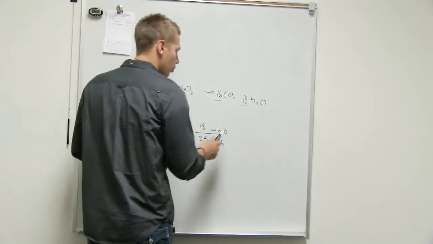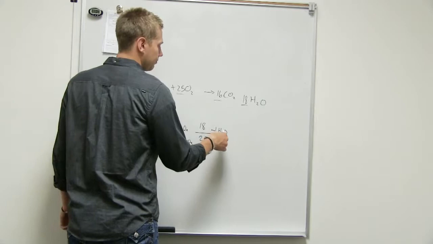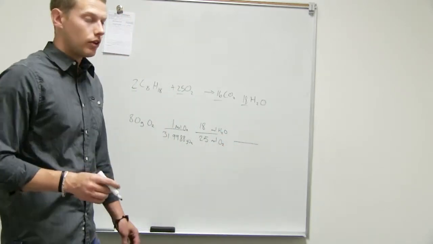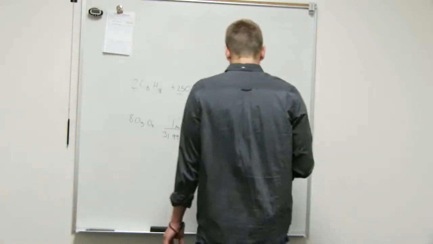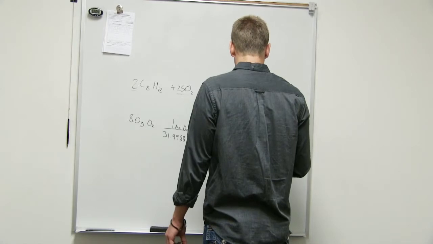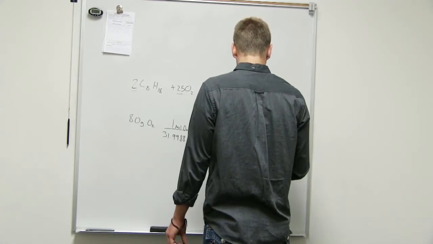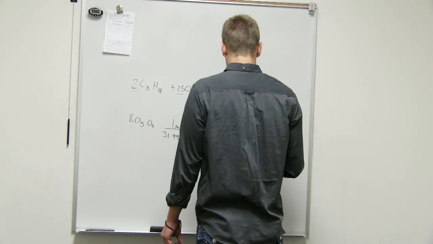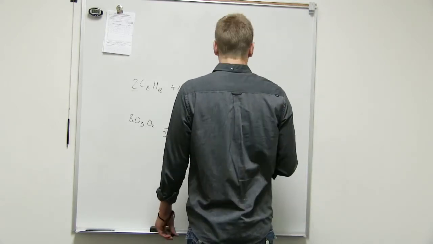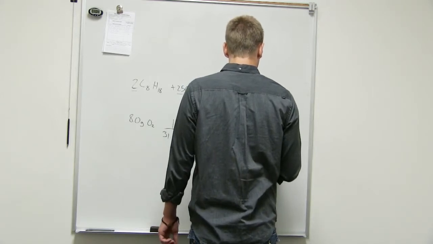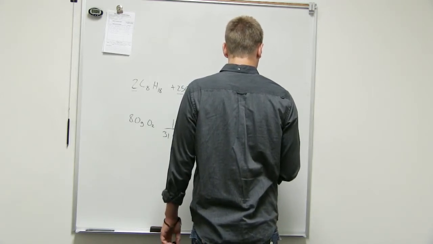And so now we're in moles of water, but we don't want to be in moles, it wants grams. So how do we get from moles to grams? Multiply it by molar mass. Excellent. And I'm going to say it's 18.015 grams of H2O.